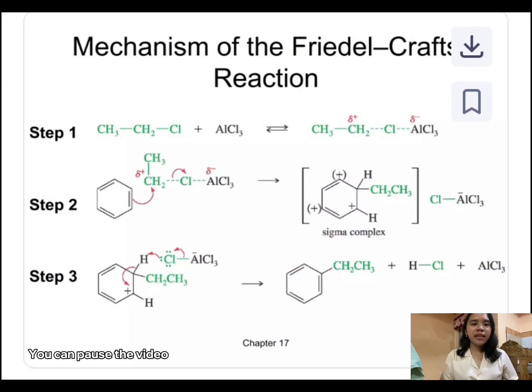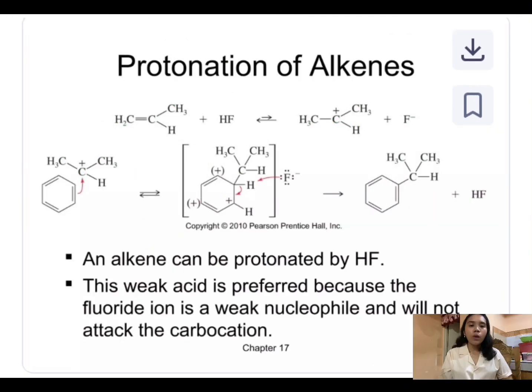This image details the mechanism of Friedel-Crafts alkylation reaction, a three-step process. Protonation of alkenes. This section describes how an alkene can be protonated, adding a proton, using hydrogen fluoride as an acid. So, what is the reaction? The alkene's double bond acts as a nucleophile, attacking the proton of HF. This forms a carbocation intermediate.